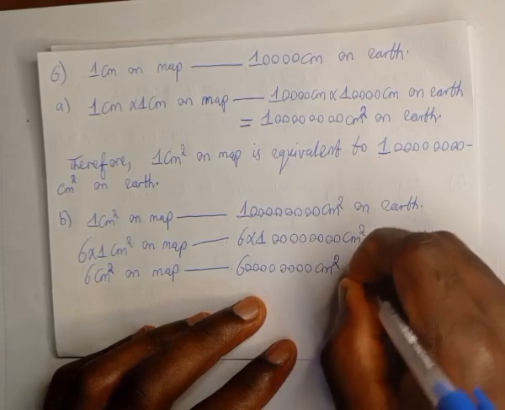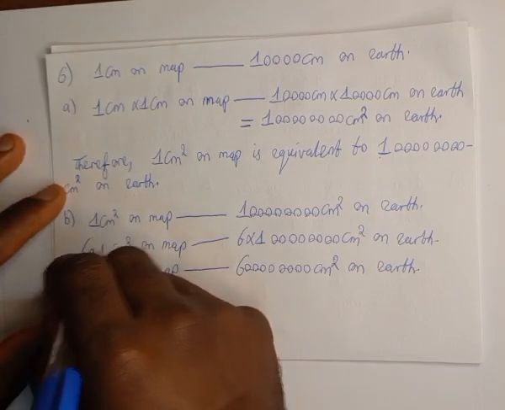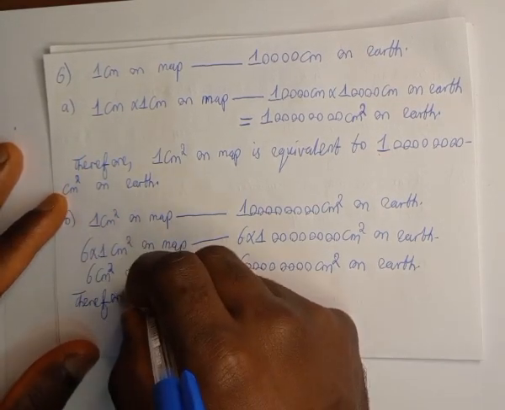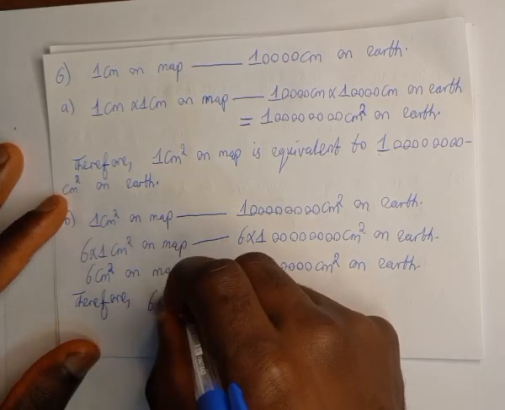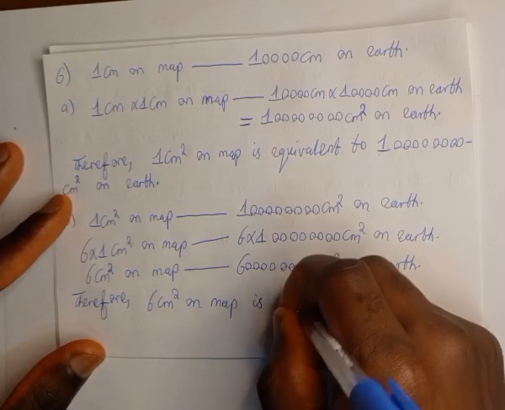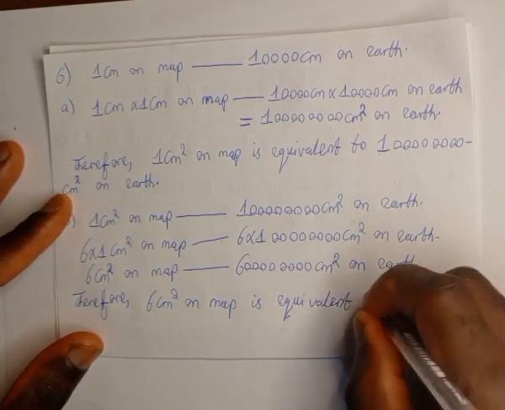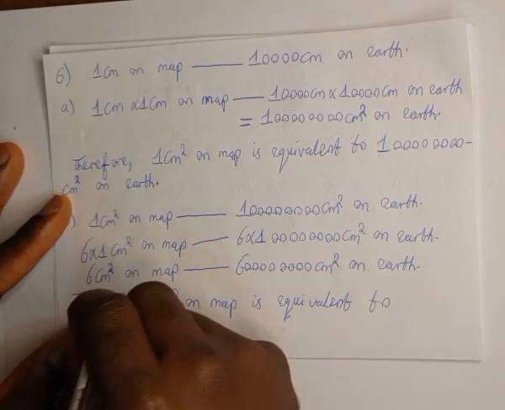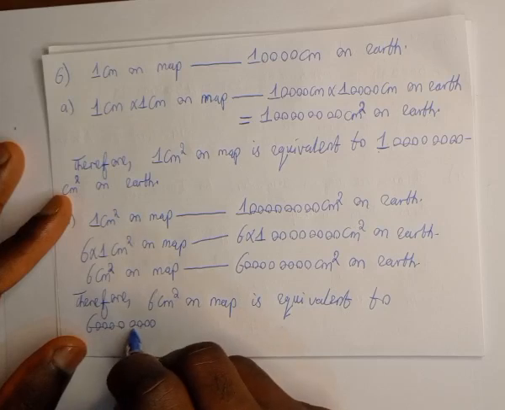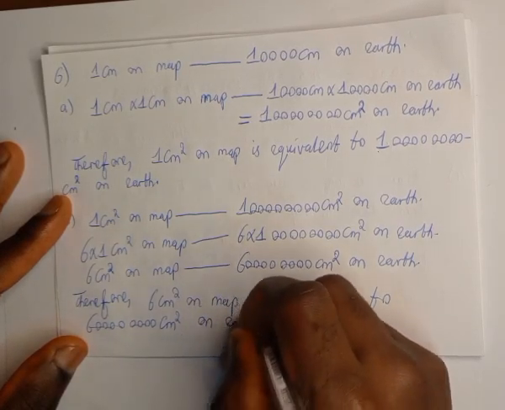centimeters squared on Earth. We conclude, therefore, 6 centimeters squared on map is equivalent, which represents an area, to 600 million centimeters squared on Earth.